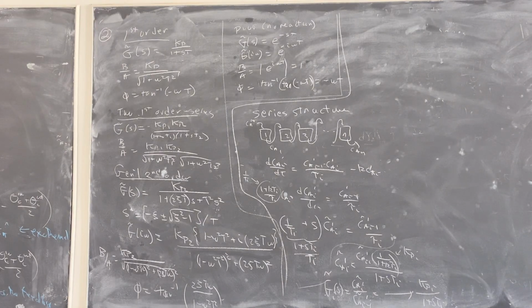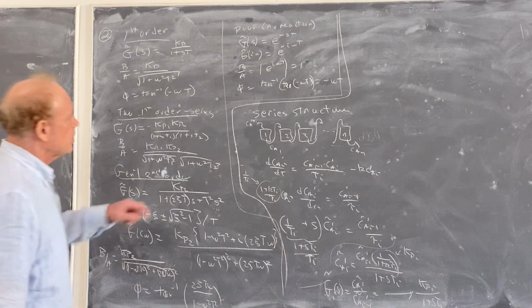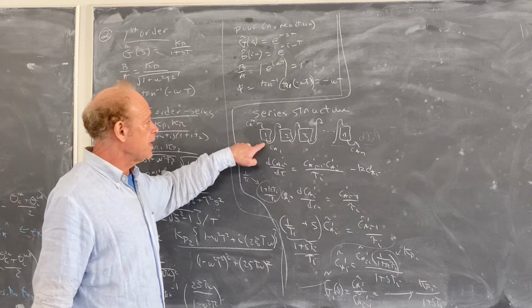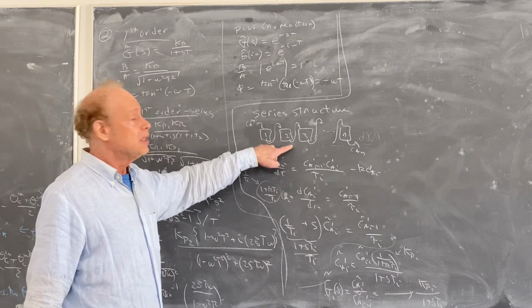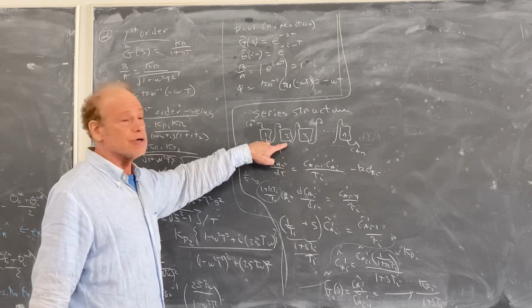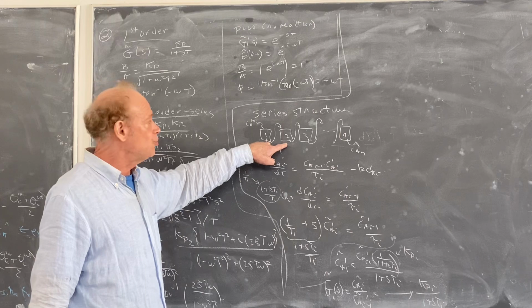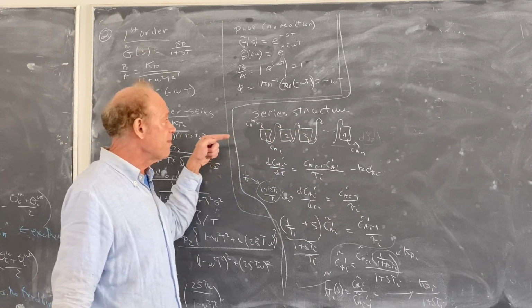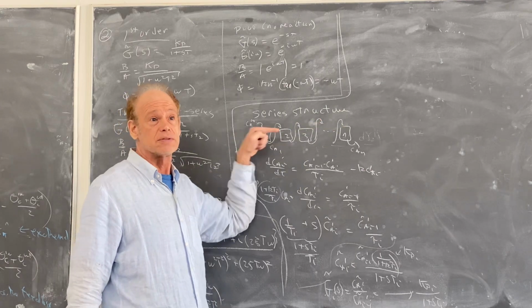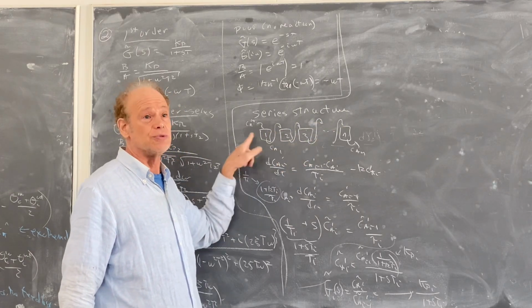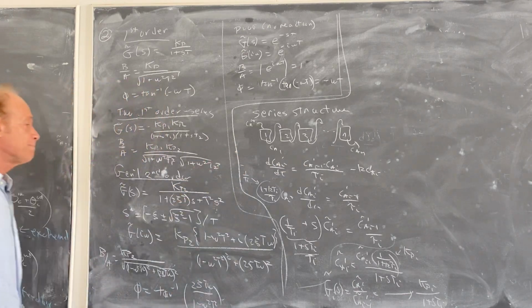Now, why am I going through this? I want you to notice that in the series structure, CAI doesn't depend on CAI plus 1. So the reactor, say reactor 2, only depends on stuff to the left, not on stuff to the right. So the information flows from left to right. CA3 does not depend on CA4, it depends on CA2 and CA1.